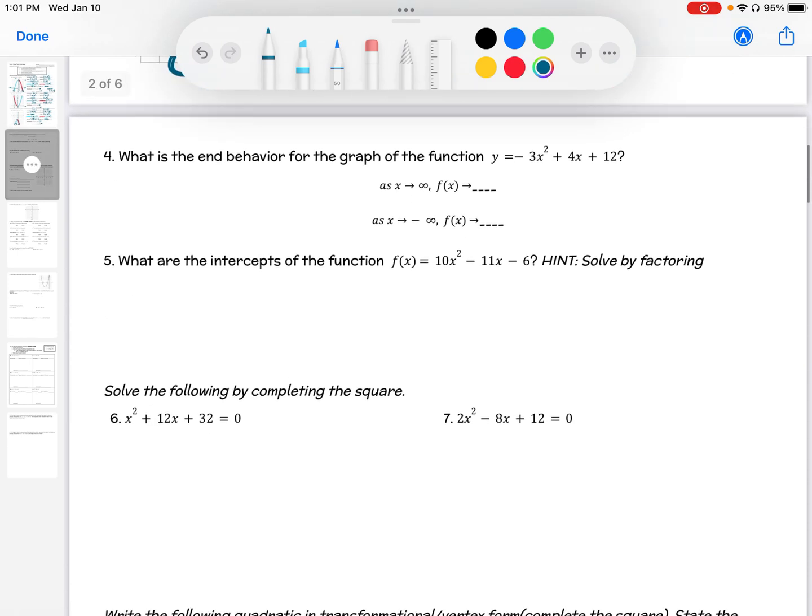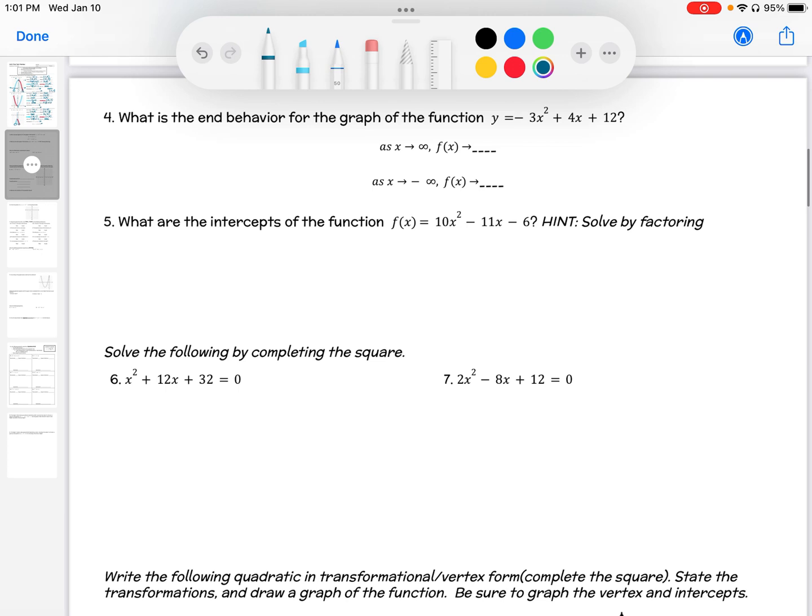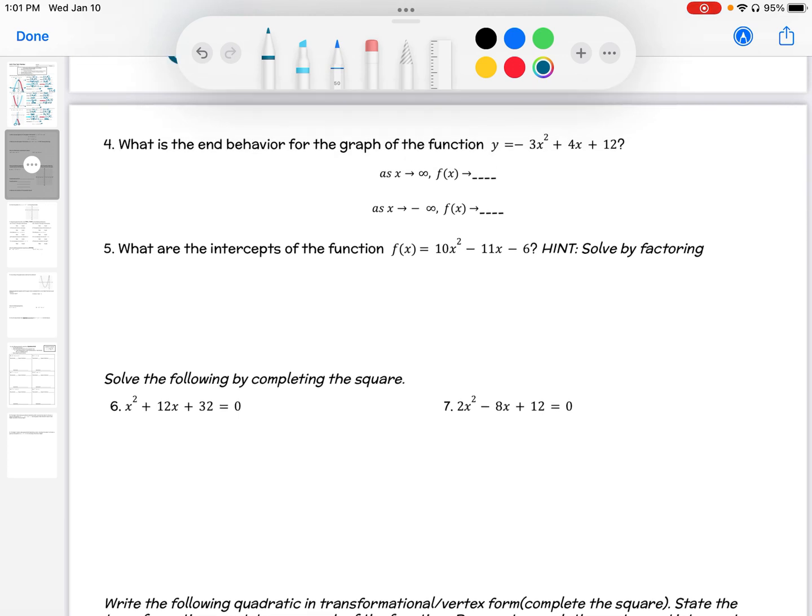All right, so if we're looking at number 4 on the next page, it asks us for the end behavior, and all we're given is an equation. So the thing that's going to tell us about end behavior is the sign in front of our a value. So if a is negative, and remember a is always in front of the x squared, if a is negative, then both ends are going down. So both ends are going to be going to -infinity.